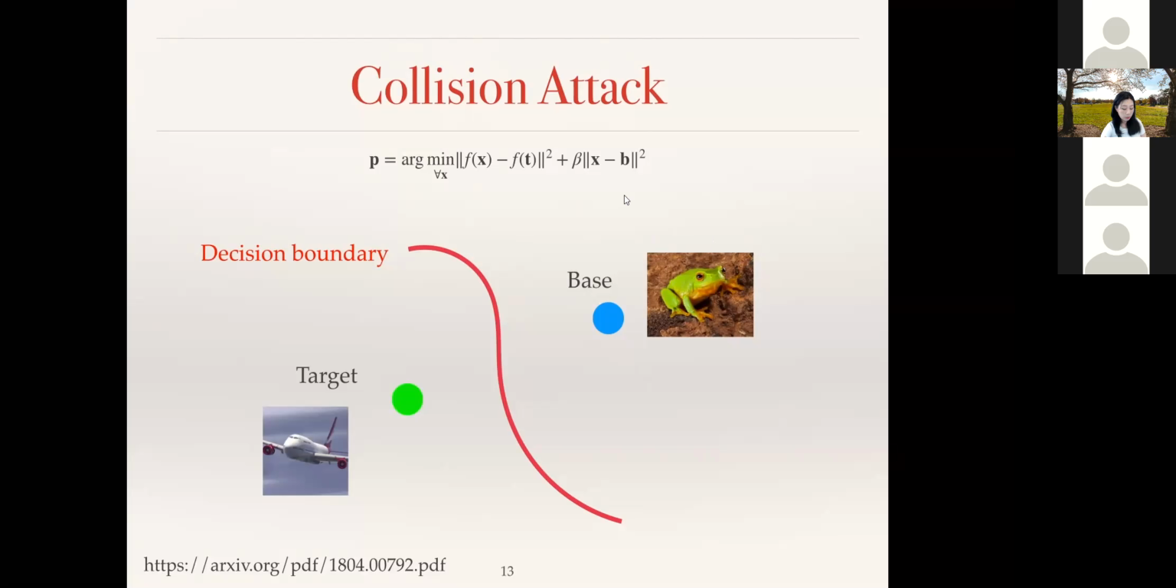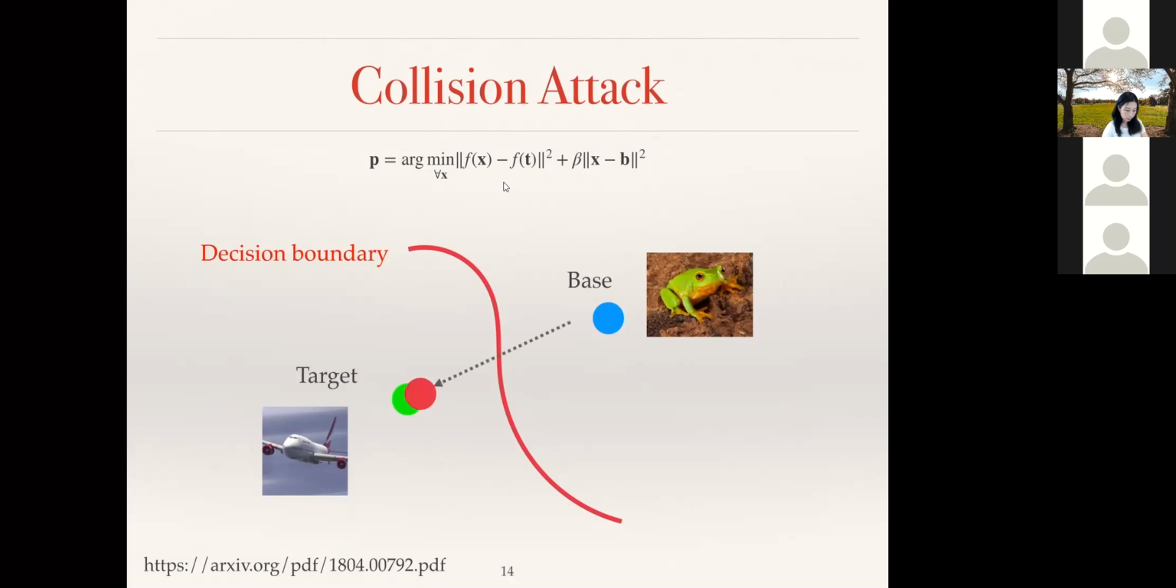The rightmost term causes the poison instance p to appear like a base class instance to a human labeler, because p is going to be very close to b. So it looks like a frog, and a human labeler would very likely label it as a frog. The beta parameter here controls the degree to which it is close to the frog. And the first term just causes the poison instance to move toward the target instance in feature space, so that it will get embedded in the target class distribution.